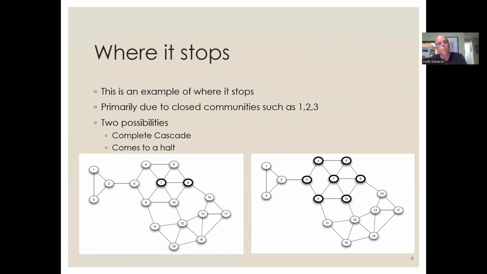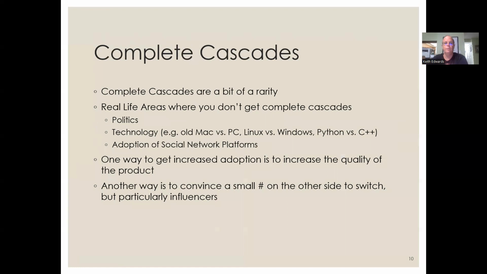But that community of 1, 2, and 3 is closed off, and the community down in the lower right is closed off, and a dense community basically prevents the adoption of the new technology. So we're left with 2 communities that are using B, and 1 community, the 4, 5, 6, 7, 8, 9, 10, that are actually using A. So here's an example where it does come to a halt, and that's one of the 2 possibilities. You get the complete cascade, or you get a halt.